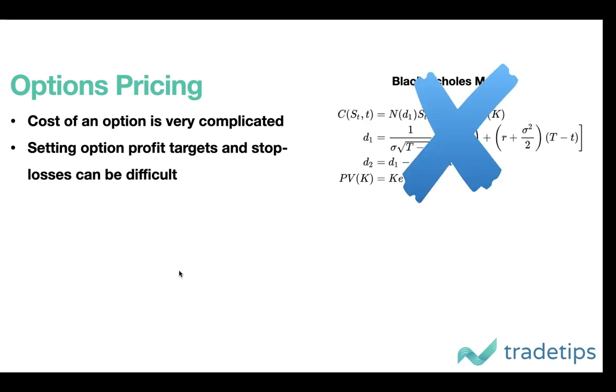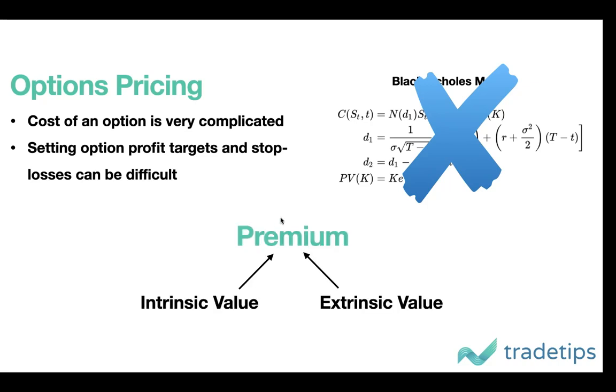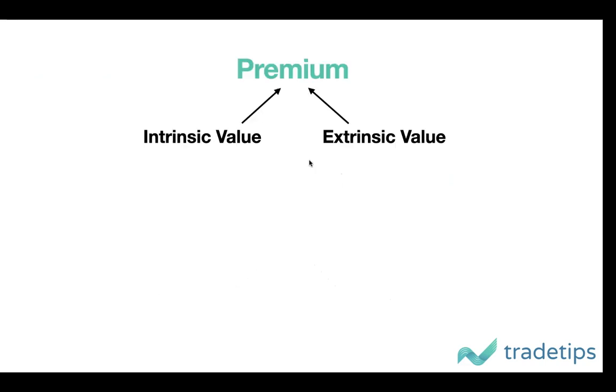We can actually simplify the model very much by using just this equation right here. The premium is just going to equal our intrinsic value plus our extrinsic value. Now, that's a little complicated right now because you're like, okay, well, what are those things? So we're going to go ahead and break that down.